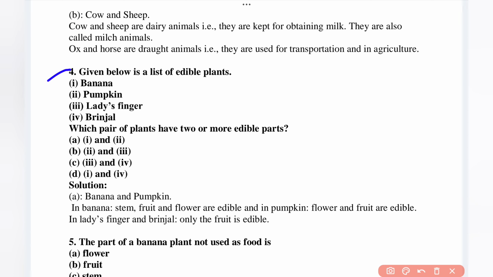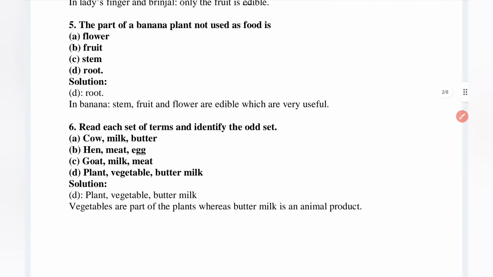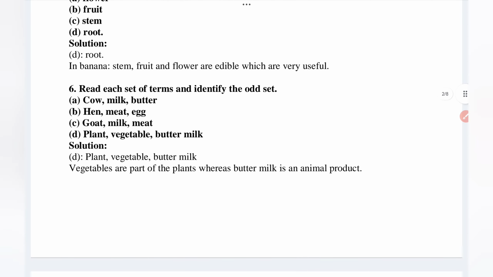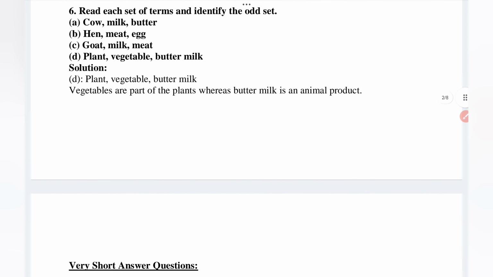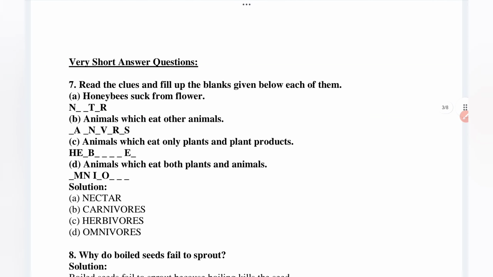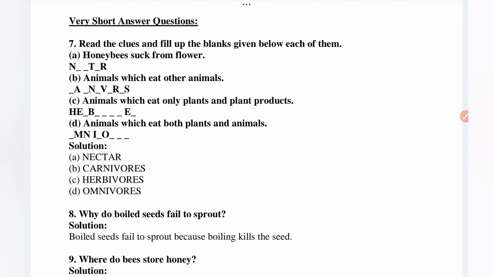Then the fourth question: given below is a list of edible plants, banana. That is given here, and the solution of that one is banana and pumpkin. Then the fifth one: the part of a banana plant not used as food is flower, fruit, stems, roots. So roots. Read each set of terms and identify the odd set. And then after that the very short question answers come from here.